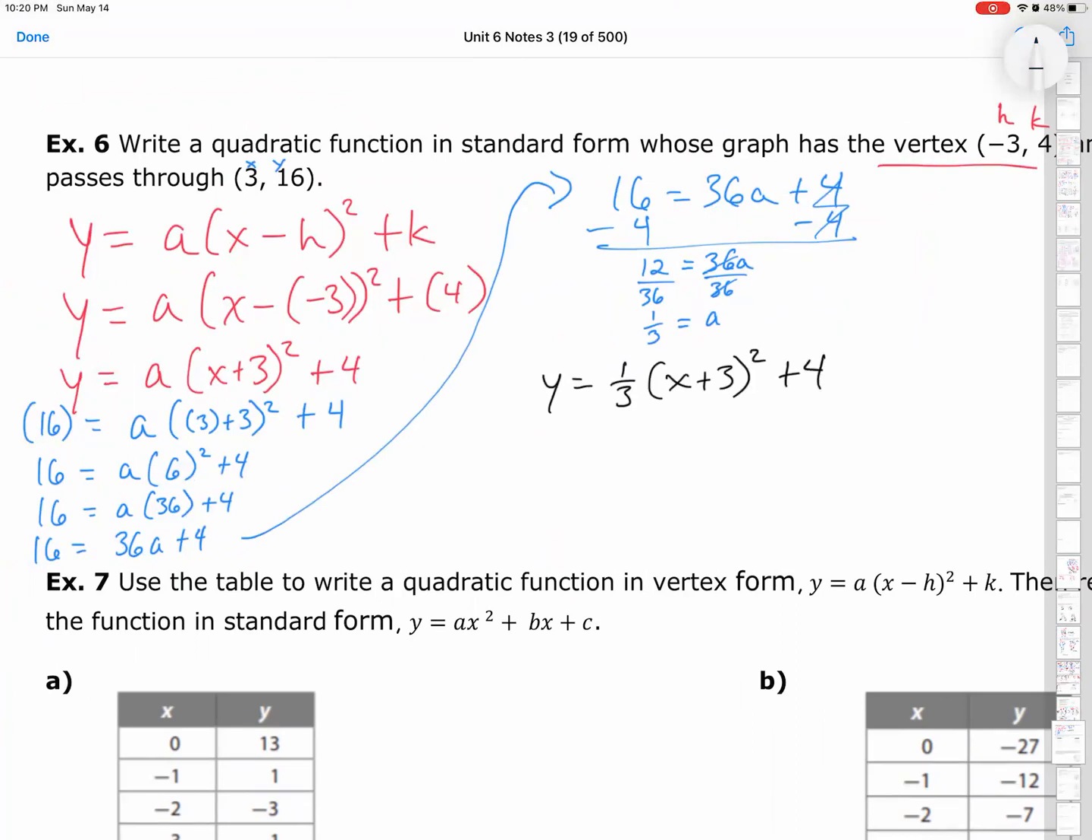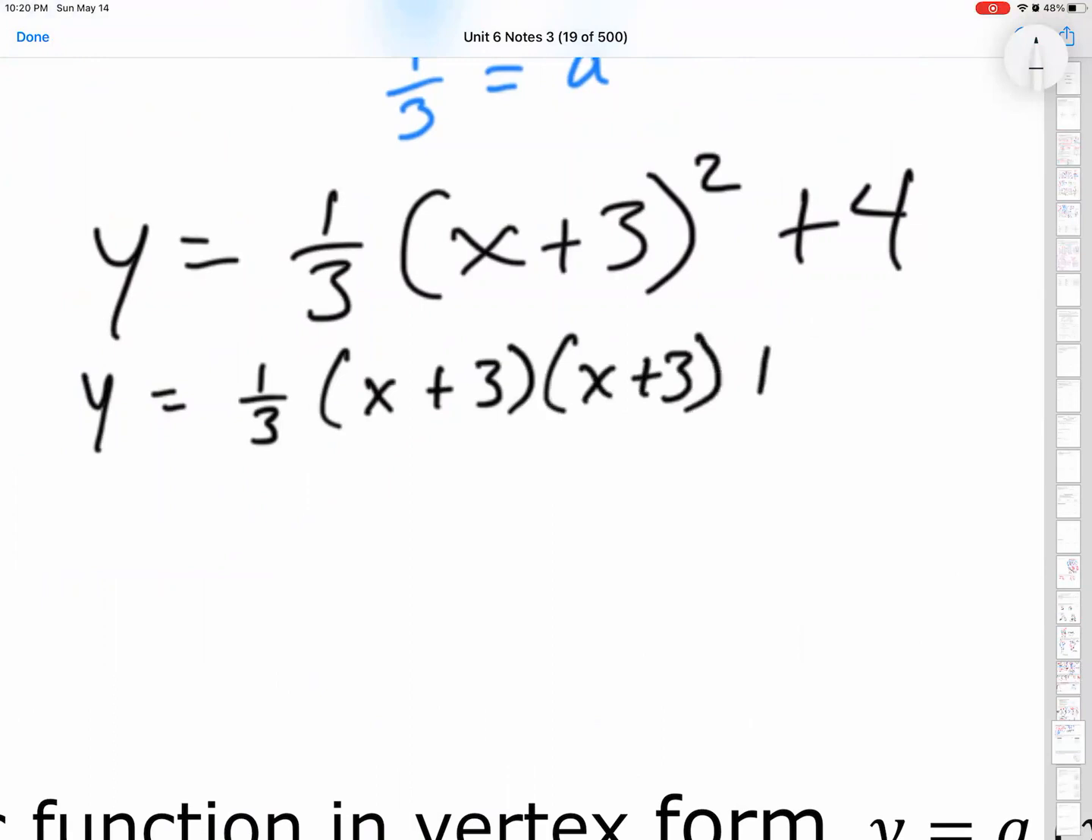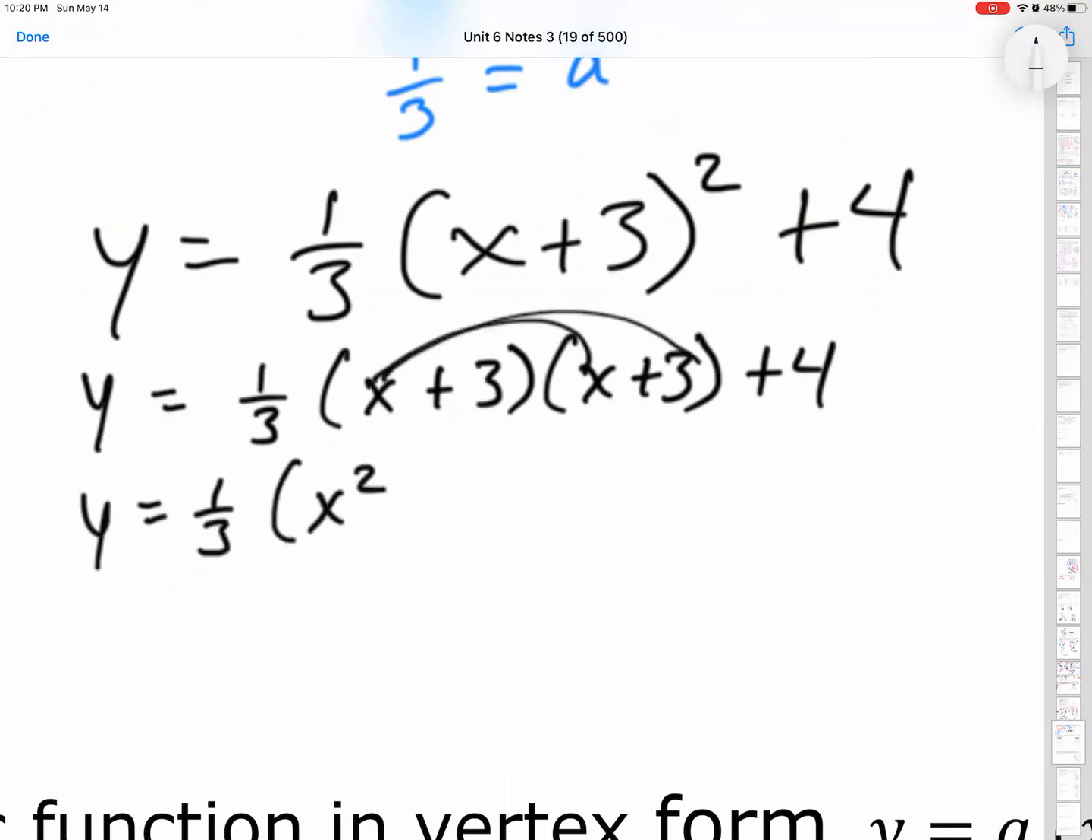And now, just like the last one, we want to convert this into standard form. So in order to do that, we're going to go ahead and rewrite this. Keep in mind, a binomial squared is the same as that binomial times itself. And now what we need to do is expand this out. So x times x would be x squared. X times 3 would be 3x. That would be another 3x. And then that would be 9.